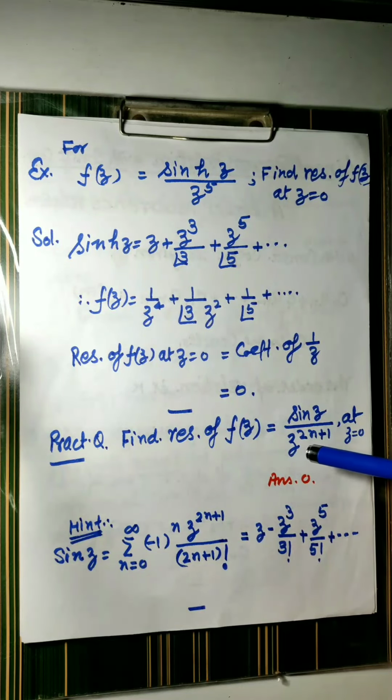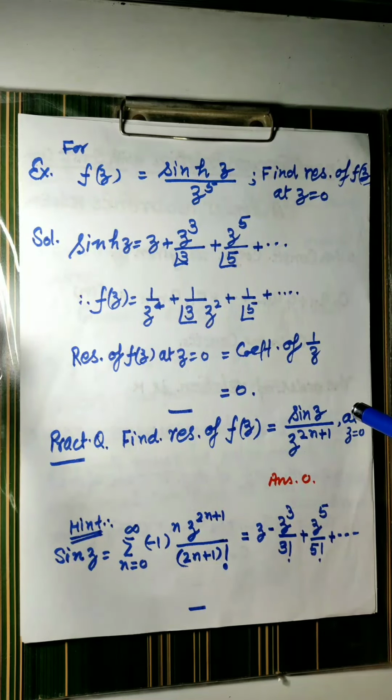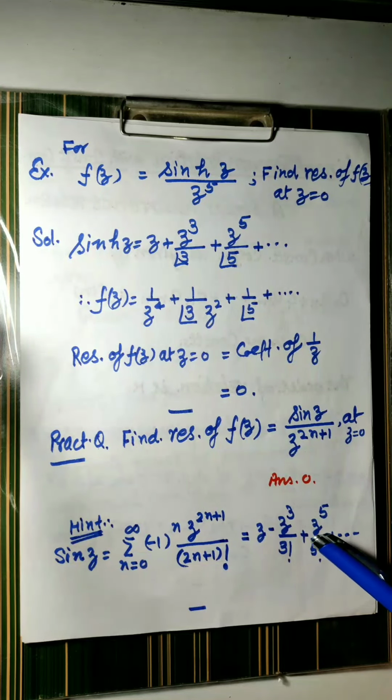Next question, this is the practice question. Find the residue of f(z) equals sine z upon z raised to the power 2n plus 1 at the point z equals 0. In a similar way, we will obtain the residue of this function at z equals 0. The answer is 0. Basically, the series expansion of sine z in terms of z is given by this series.